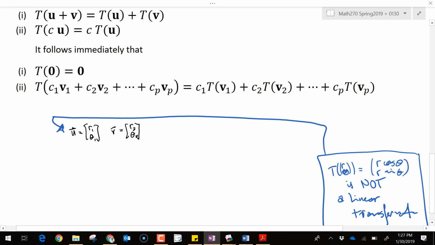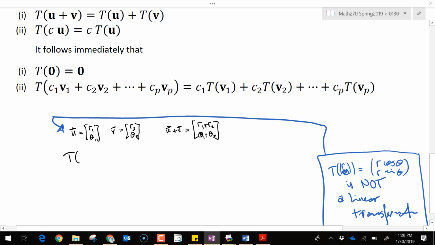And what we want to show is that if this is in fact a linear transformation, the first property is going to work for us. So let's try that. u plus v is what we need to put inside of the transformation. So what is u plus v? We would add those two vectors: r1 plus r2, theta 1 plus theta 2. And so this is a vector in R2, right? It's a 2 by 1 matrix. And so let's put it through this transformation.